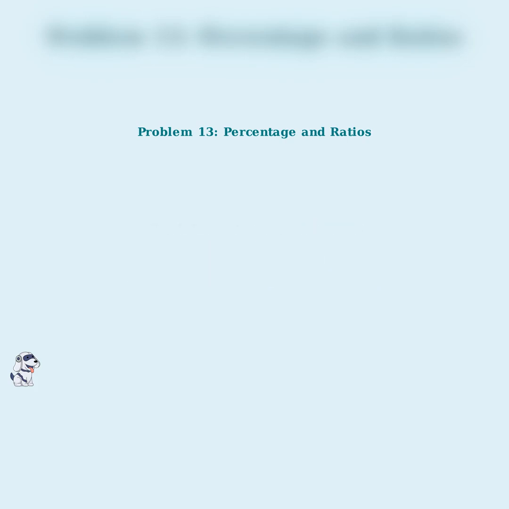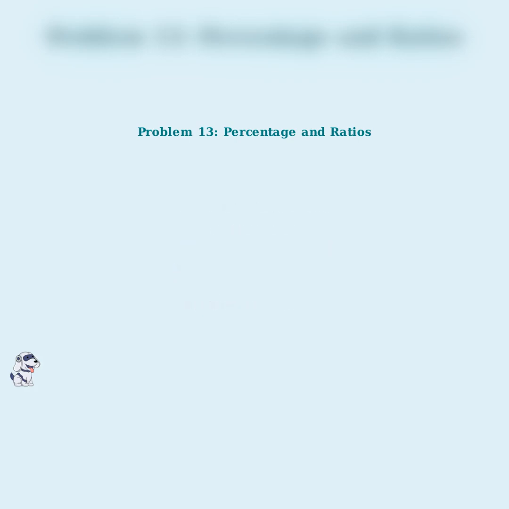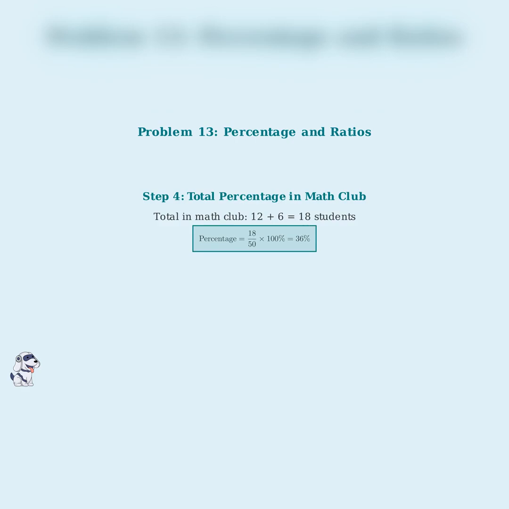Now, let's calculate how many students from each group are in the math club. Step 2. We calculate that 40% of 30 boys equals 12 boys in the math club. Step 3. We calculate that 30% of 20 girls equals 6 girls in the math club. Now let's find the total number of students in the math club and calculate the percentage. Step 4. The total number of students in the math club is 12 plus 6, which equals 18 students.